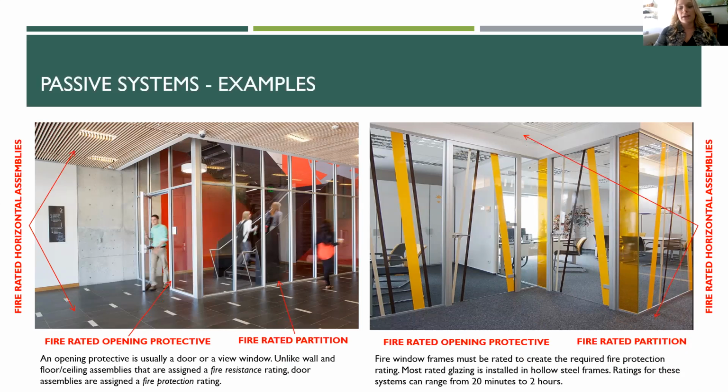Over on the right-hand side, you've got another example of your fire-rated horizontal assemblies. So your carpeted floor here and then your ceiling tiles above would be considered passive systems. You've also got another example of a fire-rated partition, and then you've got a fire-rated opening protective again here. These fire window frames must be rated to create the required fire protection. Most rated glazing is installed in hollow steel frames as mentioned, and the ratings for these systems can range anywhere from 20 minutes to 2 hours.